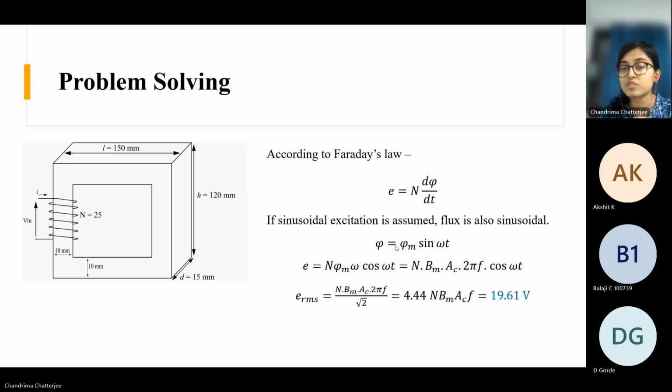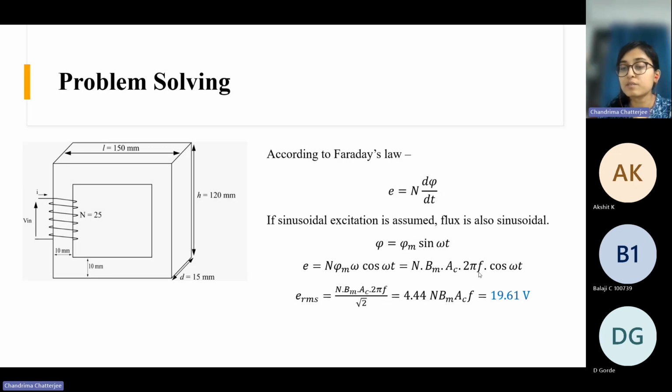Okay. So suppose this excitation voltage is cosinusoidal, and if you do dφ/dt, the flux will be sinusoidal. So if φ is φm sin ωt, then the induced voltage E, you will have to differentiate it. It will come as φm ω cos ωt, where φm is Bm times Ac, and ω is 2πf.